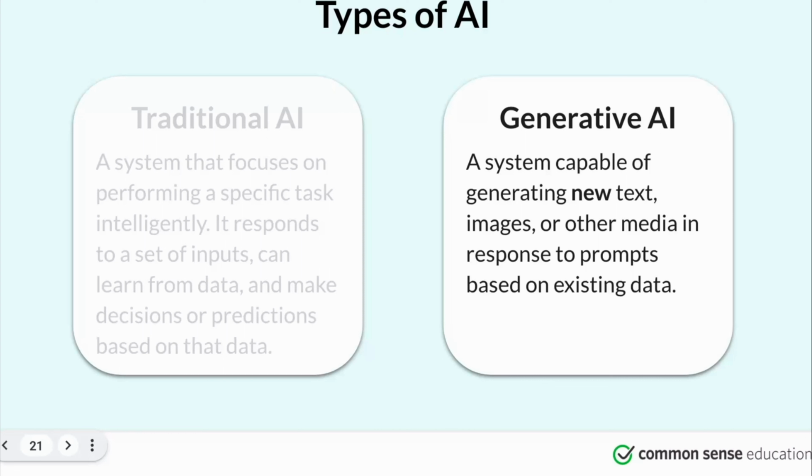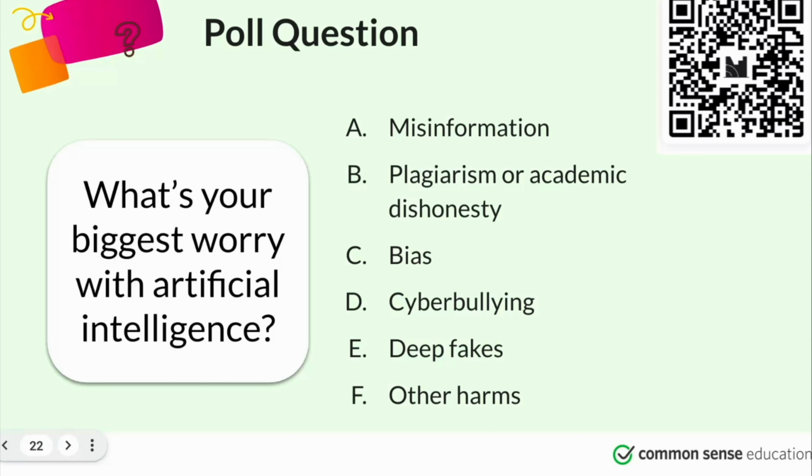This prompt engineering, this generating of data based on what we're putting in. So new text, images, media, right? It's all kinds of different things. But the important piece is understanding what we're putting in. And so if we could just do a quick poll: what's your biggest worry about generative AI, artificial intelligence, that we're faced with right now? Is it misinformation? Is it plagiarism? Is it bias? Is it bullying? Is it deep fakes? If you wouldn't mind, we can go ahead and put the letter in the chat there.